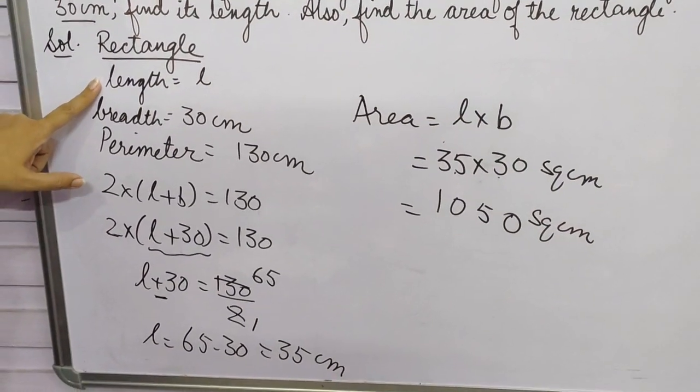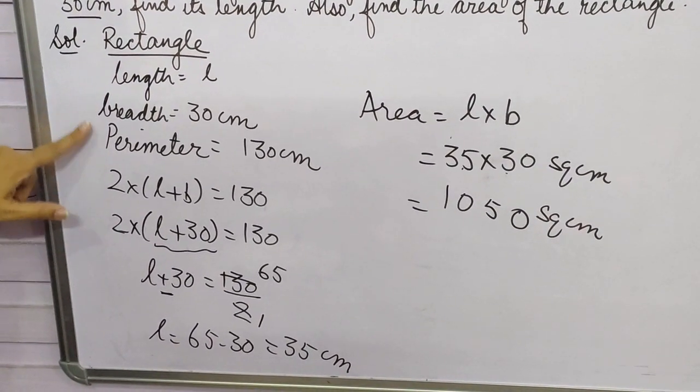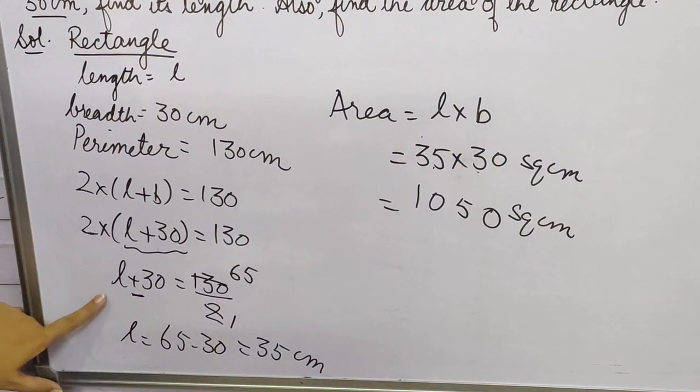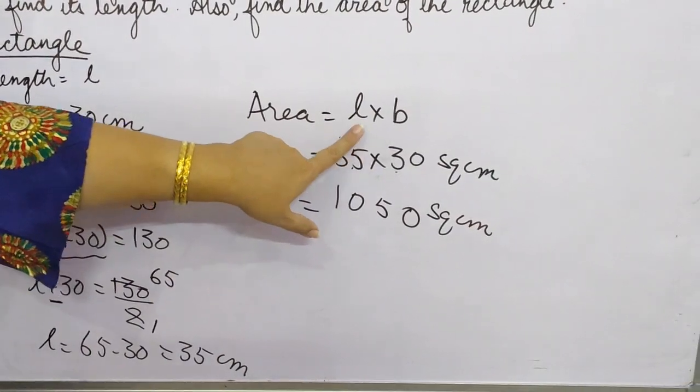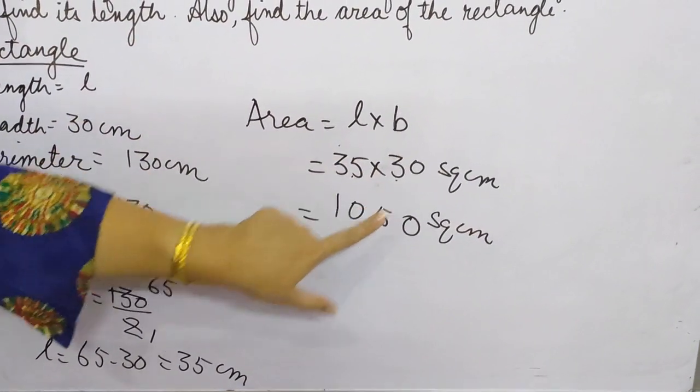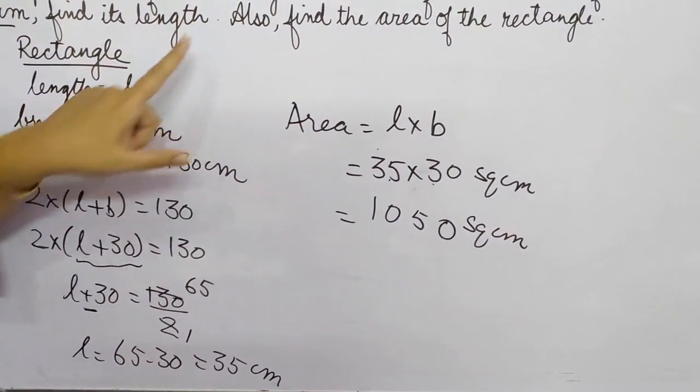Length was not given to us. With the help of the perimeter and breadth, by doing these calculations, we have found the value of L. Now using the formula length multiply breadth, we have calculated the area of the rectangle.